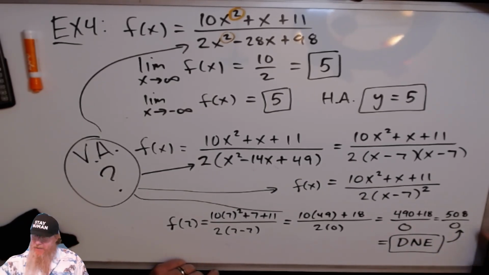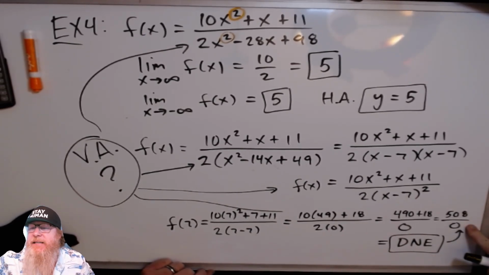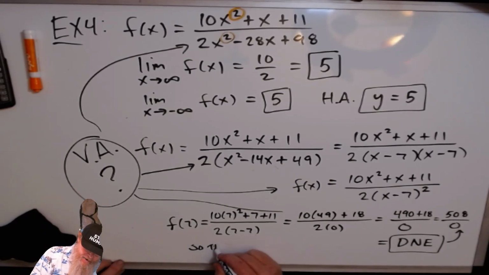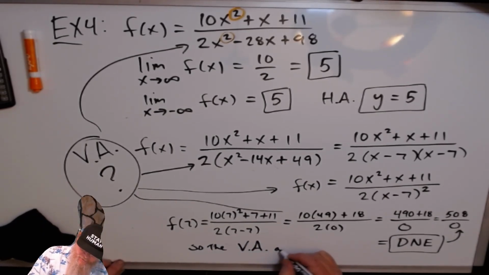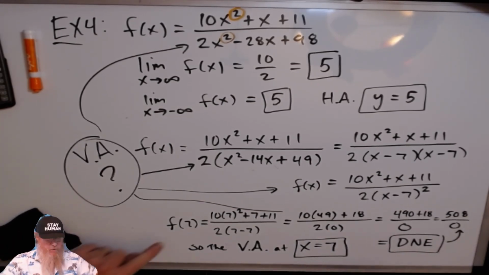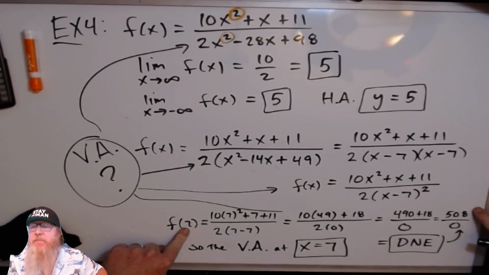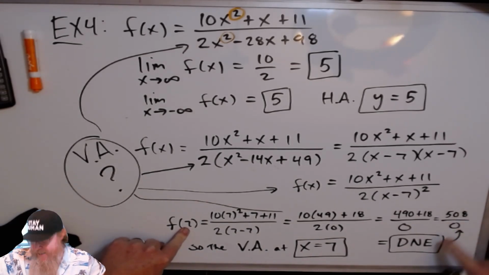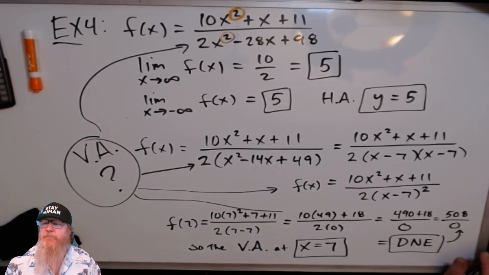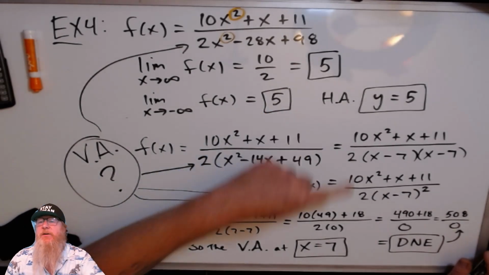That's DNE. There's the K I was talking about, the constant. So you have a constant divided by 0. And so that's DNE. So there is a VA, vertical asymptote, at x equals 7. If you plug in 7 and you get 0 in the denominator, but some non-zero constant in the numerator, that does not exist, and you get the vertical asymptote. All right, that's it. So the two answers are the horizontal asymptote and the vertical asymptote.